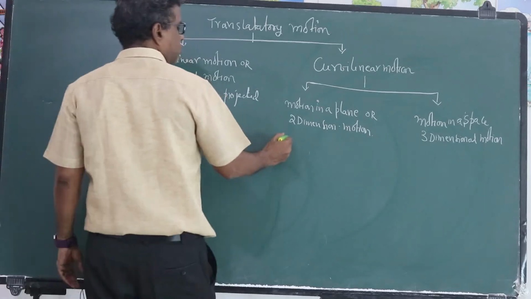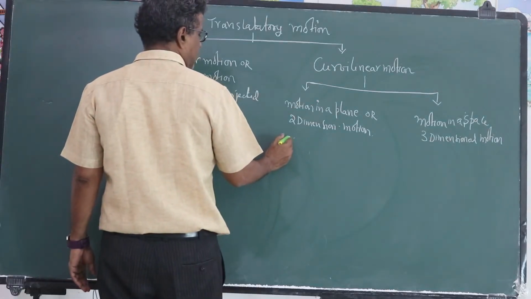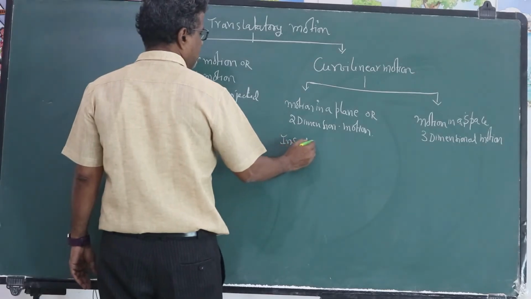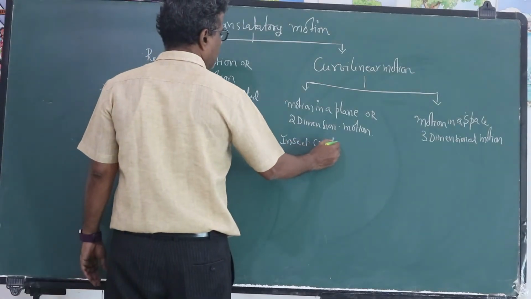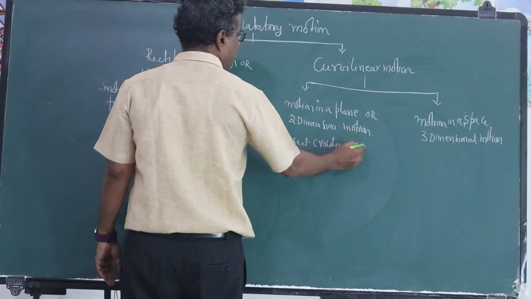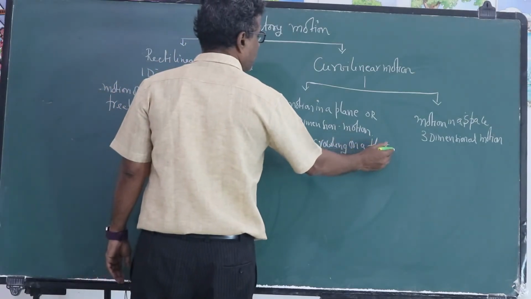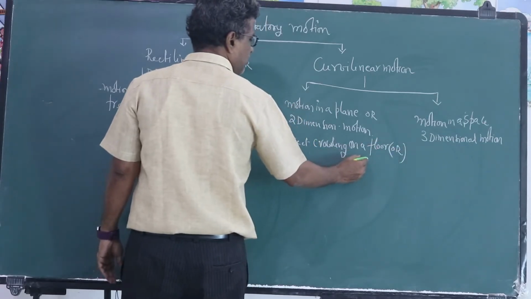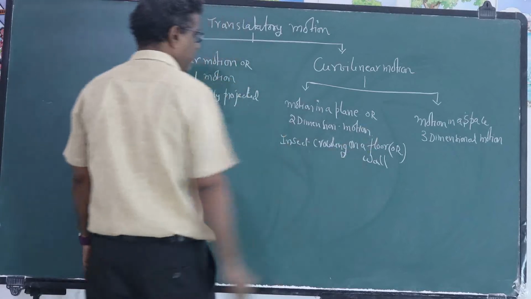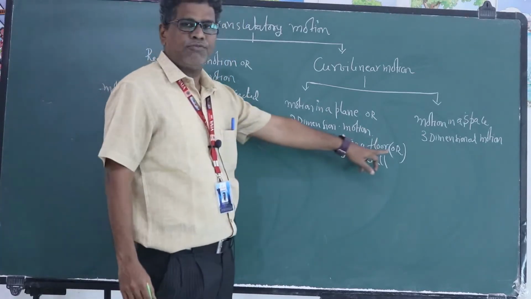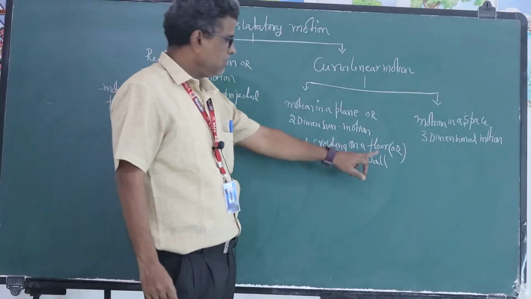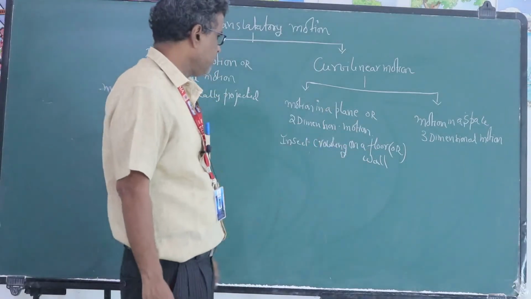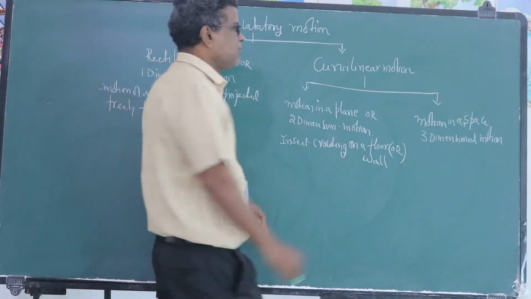Two-dimensional motion: motion of an insect crawling on a floor or wall. Floor is a horizontal plane, wall is a vertical plane. Both are two-dimensional motion.